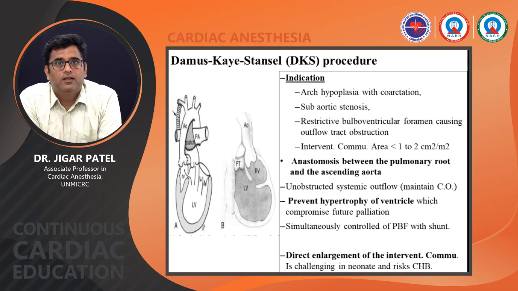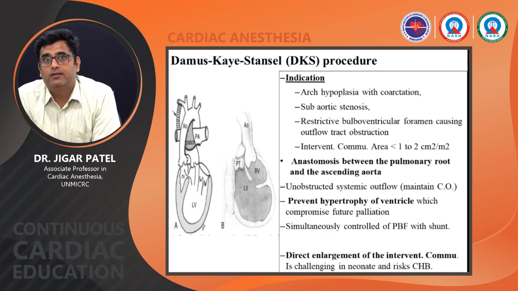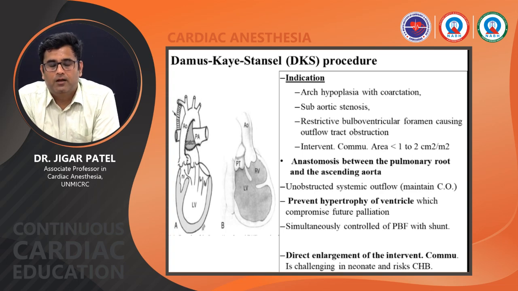In this procedure, an anastomosis between the pulmonary root and ascending aorta is done, and through this we achieve unobstructed systemic blood flow, and it will maintain cardiac output. Simultaneously, we also prevent hypertrophy of the ventricle, which would compromise future palliation. We have to do a simultaneous BT shunt to control pulmonary blood flow. Another approach is direct enlargement of the interventricular communication, that is, enlarging the VSD, but it is very challenging in a neonate, and there is a high chance of complete heart block in this patient.